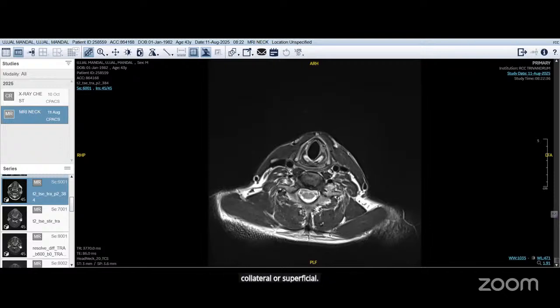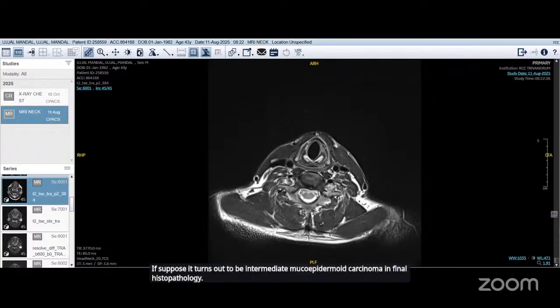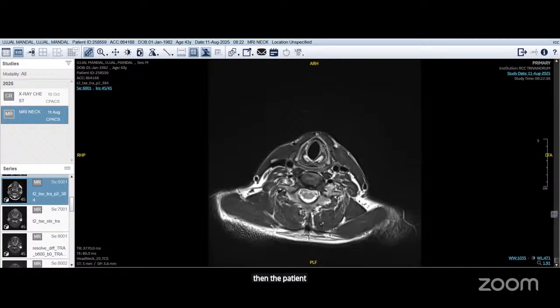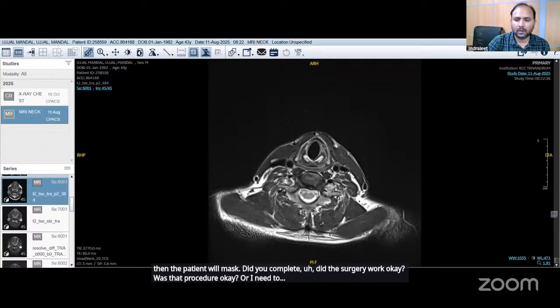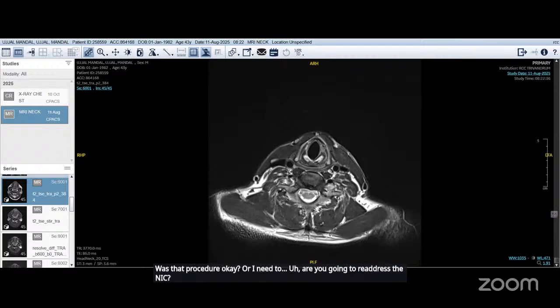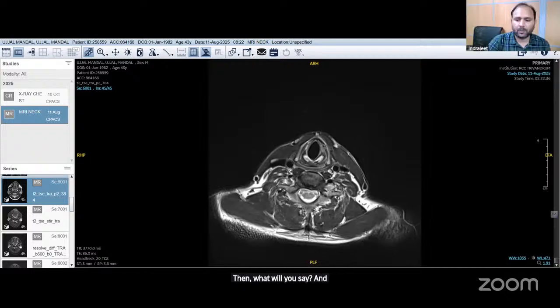If suppose it turns out to be intermediate grade mucoepidermoid carcinoma in the final histopathology, then the patient will ask, sir, was the surgery okay? Was that procedure okay? Are you going to readdress the neck? Then what will you say? And whether I need adjuvant radiation.